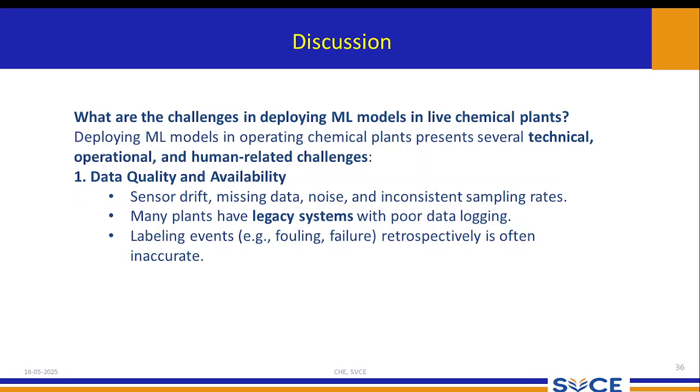What are the challenges in deploying the machine learning models? If the sensor is not working and you are giving an input to the machine learning system, obviously that will end up in a failure.